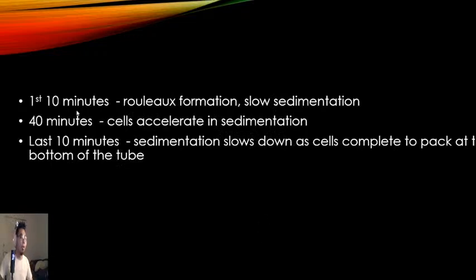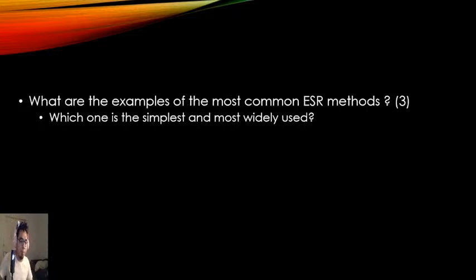All right, so first 10 minutes, rouleaux formation, slow sedimentation. At the 40-minute mark, the cells start to accelerate in sedimentation. In the last 10 minutes, the sedimentation slows down as the cells complete packing at the bottom of the tube. Easy peasy. Now, examples of the most commonly used ESR methodologies: we have Westergren, the modified Westergren, and the Winthrop method.